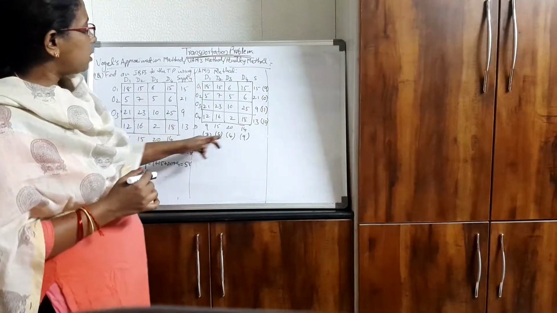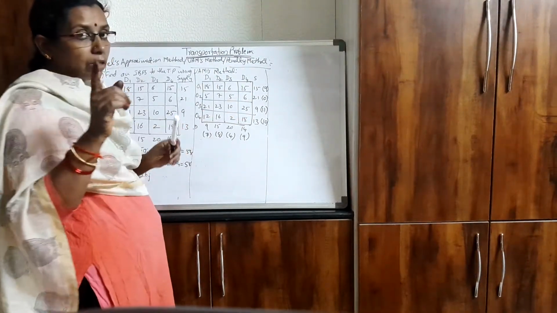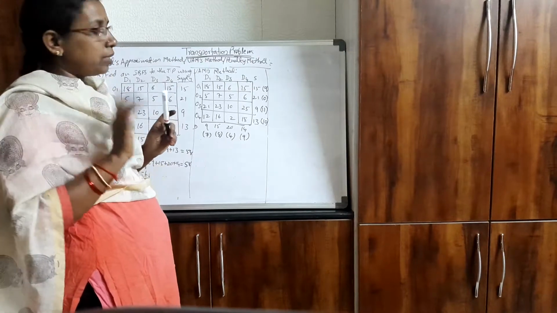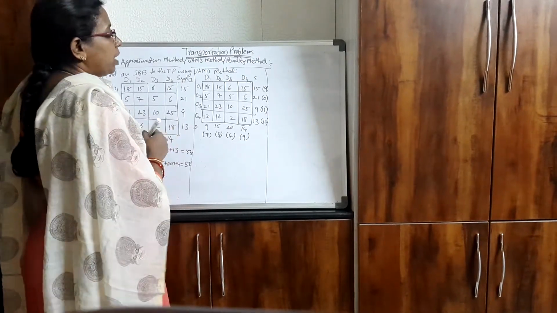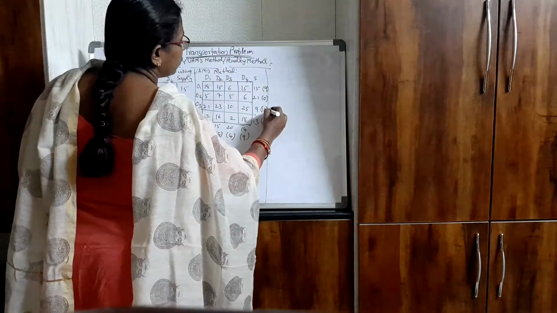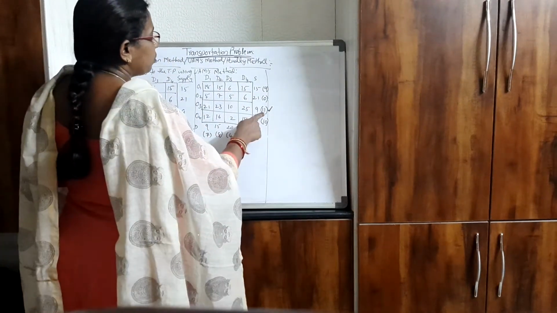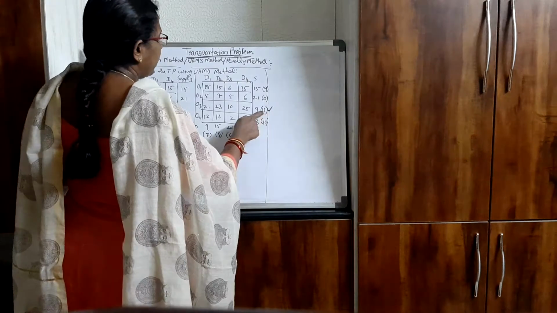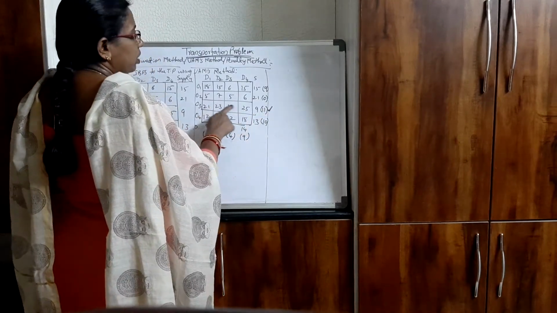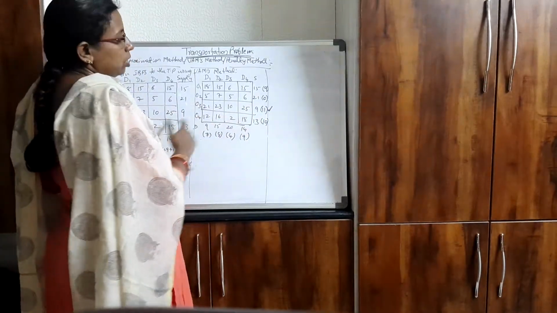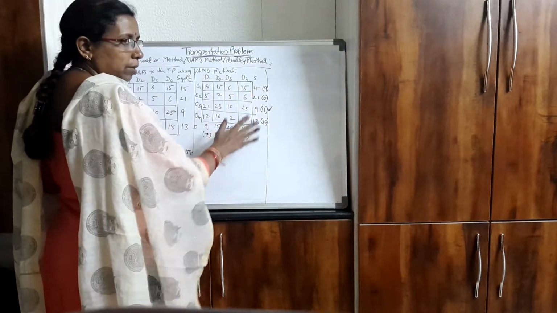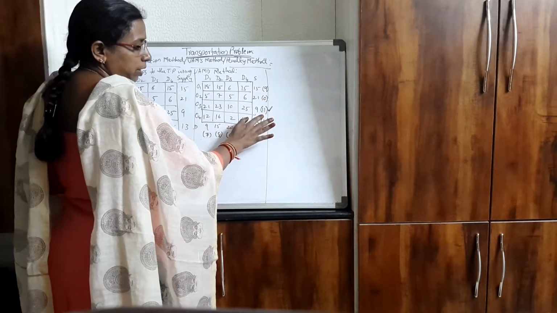The values in parentheses are penalties. So the maximum penalty here is 11. Put a tick mark on this maximum penalty. Now, corresponding to this maximum penalty, in that row, select the least cost. Of all the penalties, you have to select the maximum penalty.